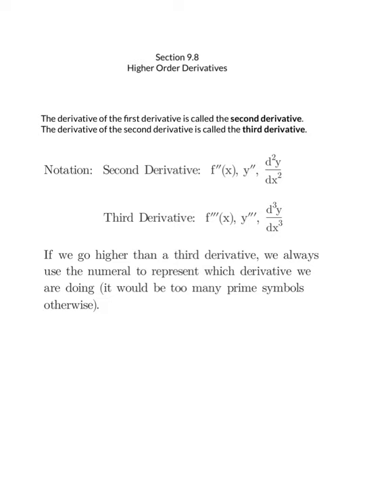Anytime we go higher than a third derivative, we always use the numeral instead of prime symbols because it starts to get to be way too many prime symbols very quickly.